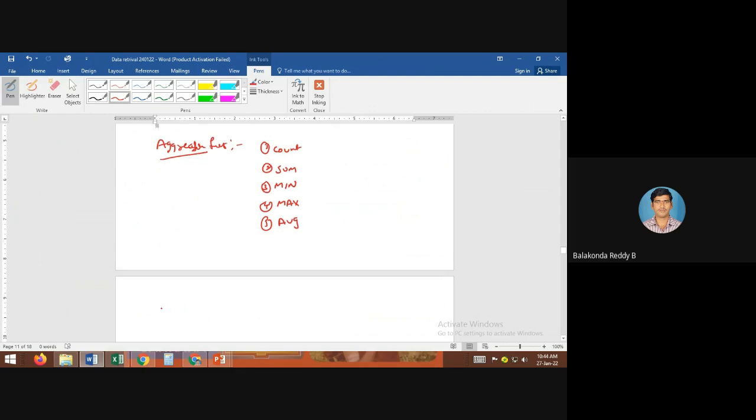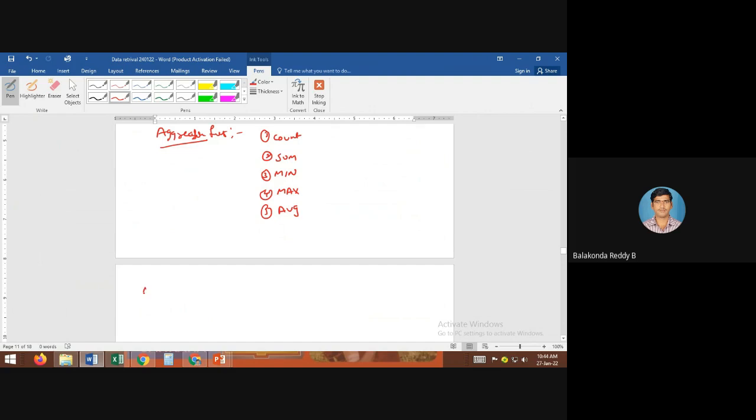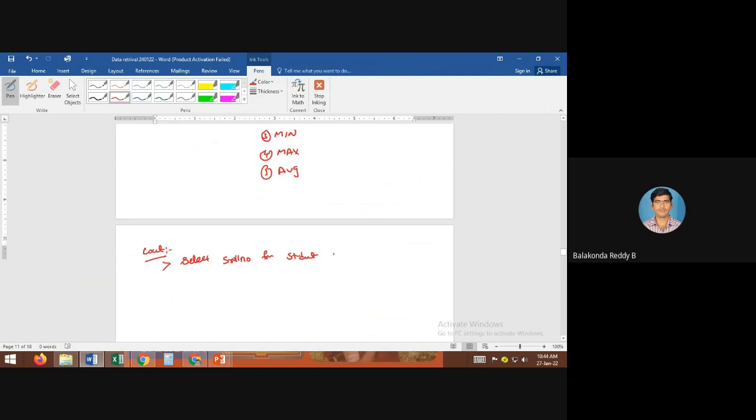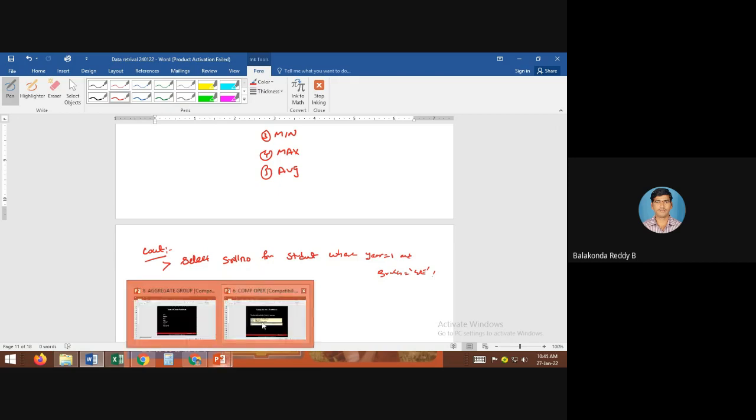Put the heading count. The name itself says it: count means it gives the count. Suppose select roll number from student. What is the output of this query? It will give all the students' roll numbers. Very good. Total 5,000 records, so 5,000 students' roll numbers it displays. Now I am using here where year equal to 1 and branch equal to CSE. Now what is the output of this one, guys?